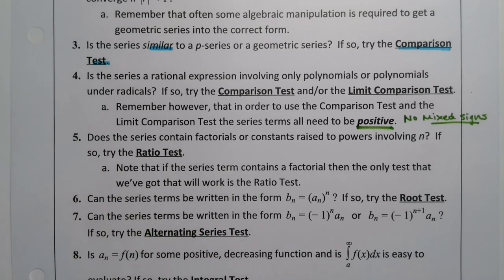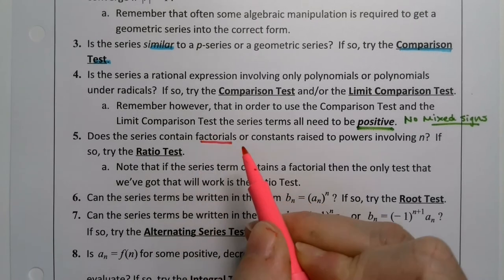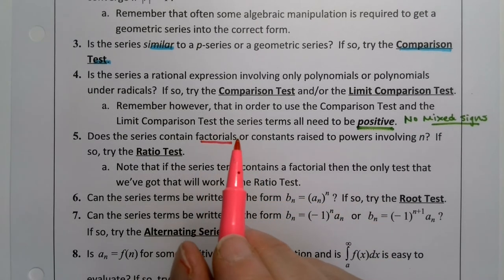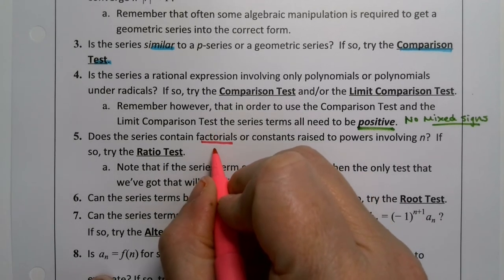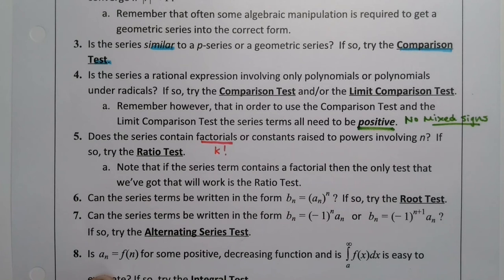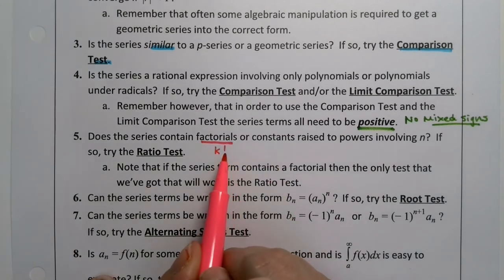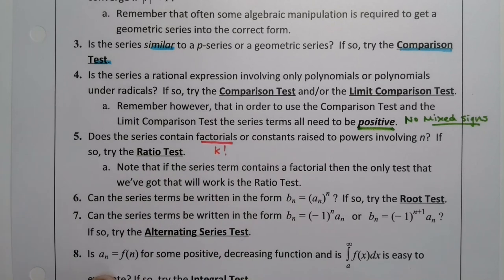Now, does it contain factorials? Factorials are a red flag that you need to use the ratio test. Factorials are almost always with the ratio test. Remember, factorial is like k factorial, right? That kind of thing. So if you see k factorial, if you see any exclamation point anywhere in the problem, you're going to probably 99% of the time use the ratio test.